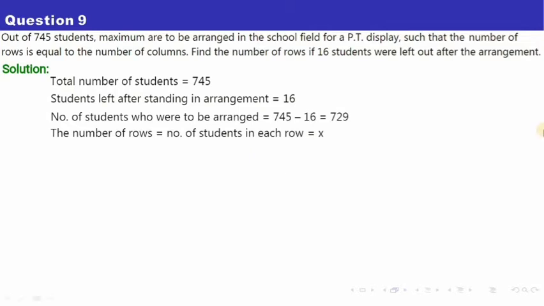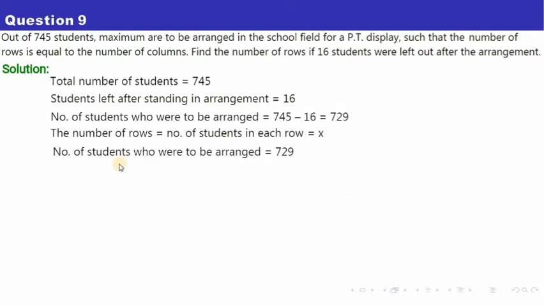Obviously, since it is a square arrangement, both the number of rows and the number of columns will be the same, isn't it? So that's why we say that the number of columns is also how much? x. Number of rows is also x. Number of columns also becomes x.